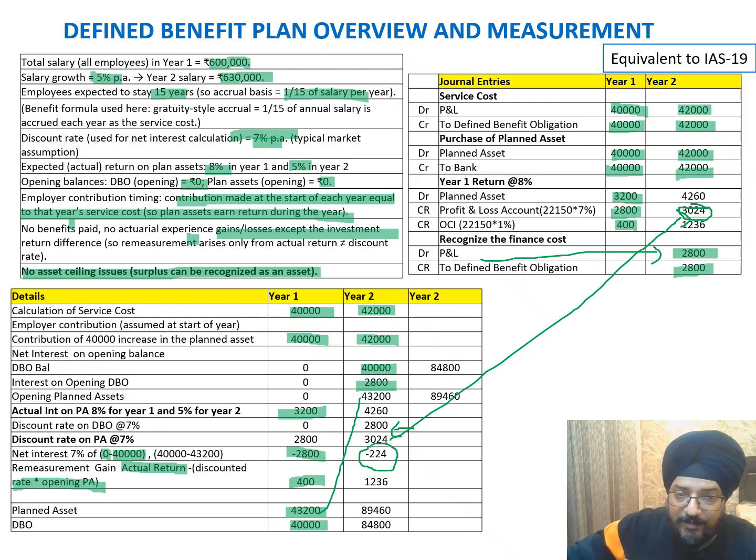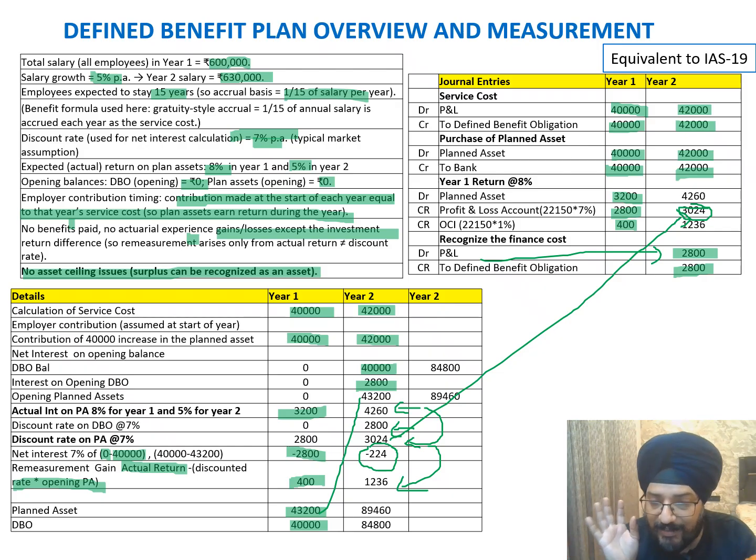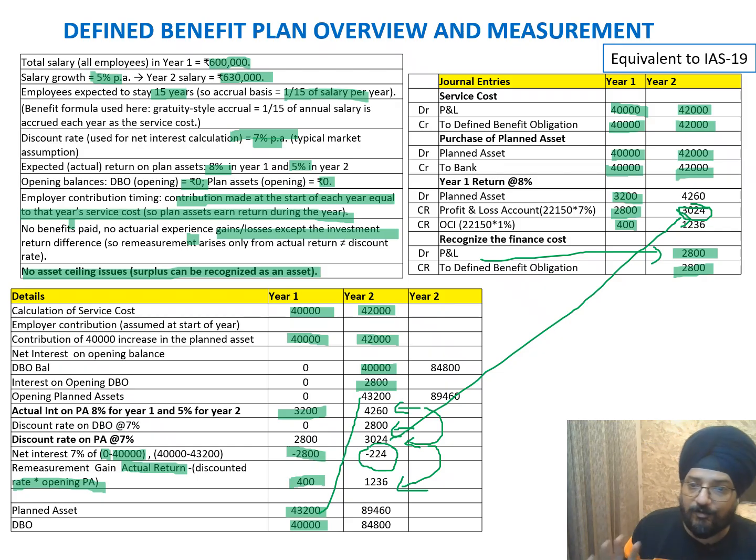There's another element of remeasurement that will happen, and what will that be? Remeasurement will happen on two things: the total interest earned, which is 4,260, minus the amount that has been adjusted by applying the rate of 7%, which is the discount rate. So total interest earned minus the discounting rate is the amount that will be transferred to my OCI. This is the amount that will be transferred to my OCI, because this is the gain over and above the amount that is being used as a 7% factor. So basically, interest earned over and above the discounting rate is the amount that will be charged to my OCI.